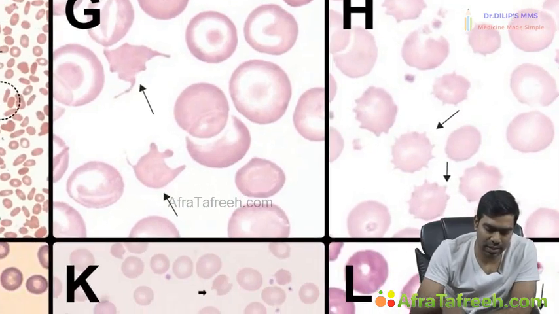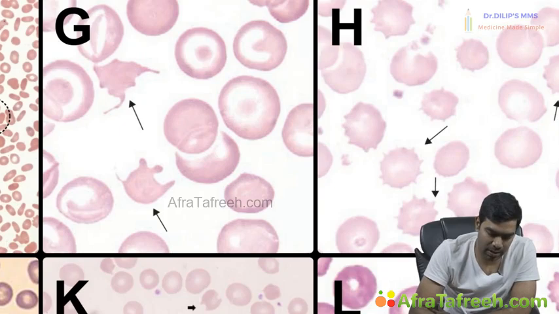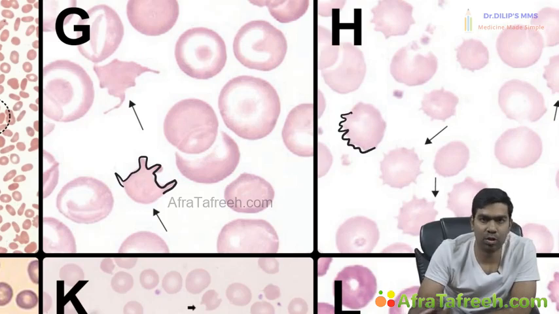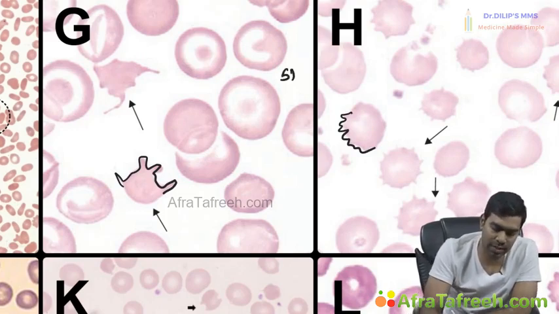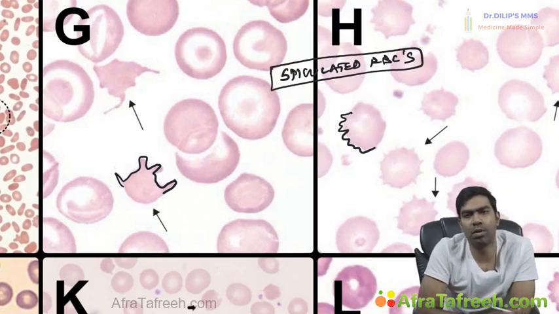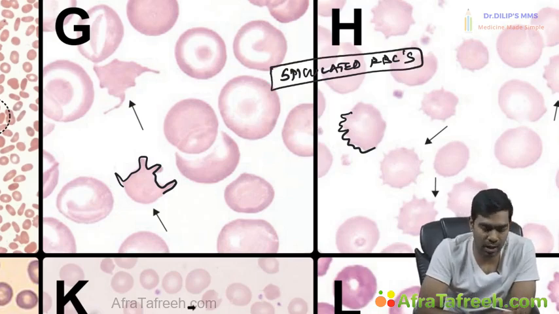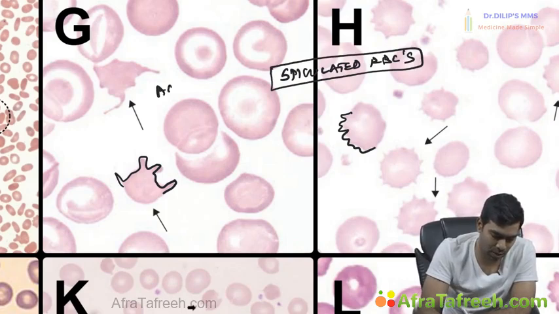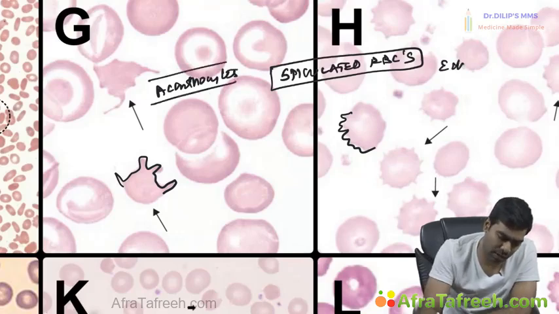Then what are the things you are seeing here? You are seeing RBCs with cytoplasmic projections. Both G and H in this condition, we are going to call spiculated RBCs. If you ask me what you mean by spiculated RBC, there are two types. The first one is the acanthocyte. The second one is the echinocyte, otherwise referred to as Burr cells.